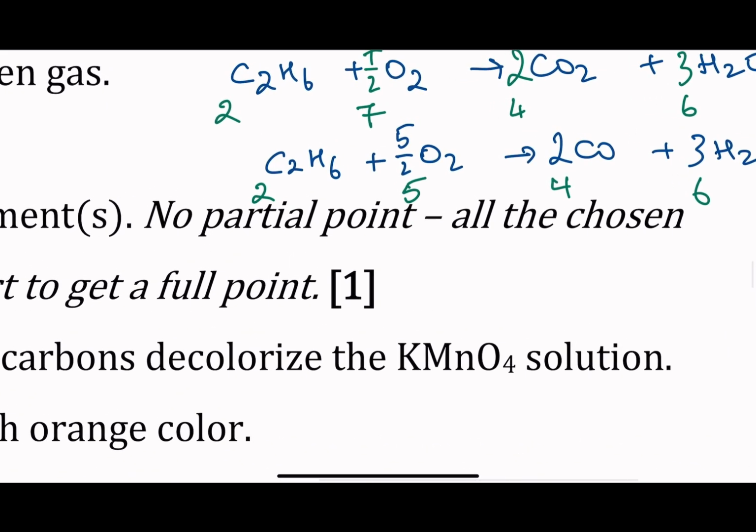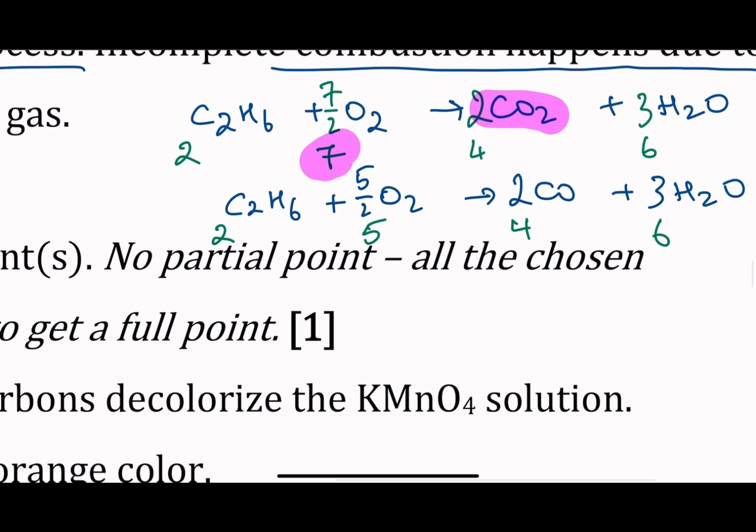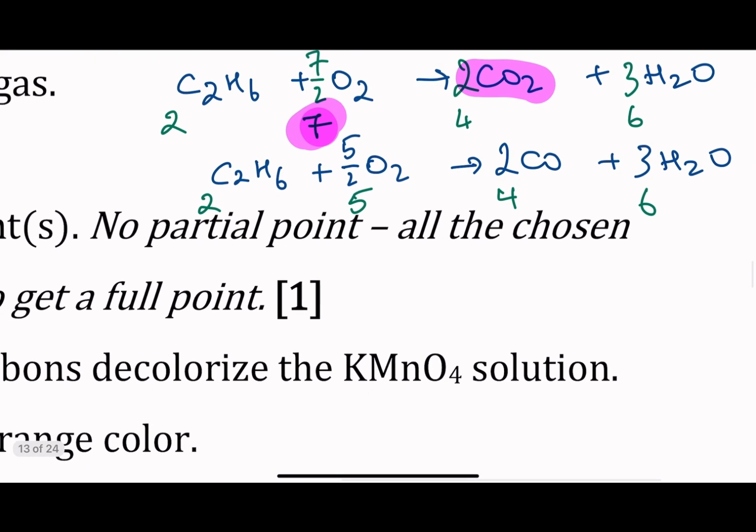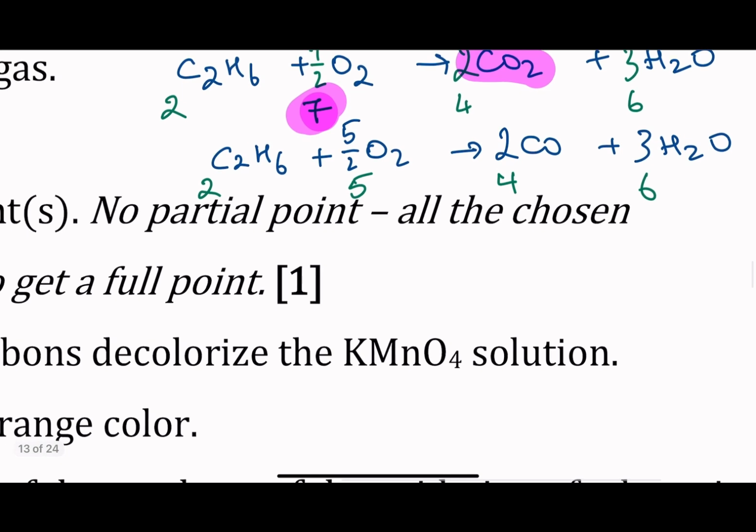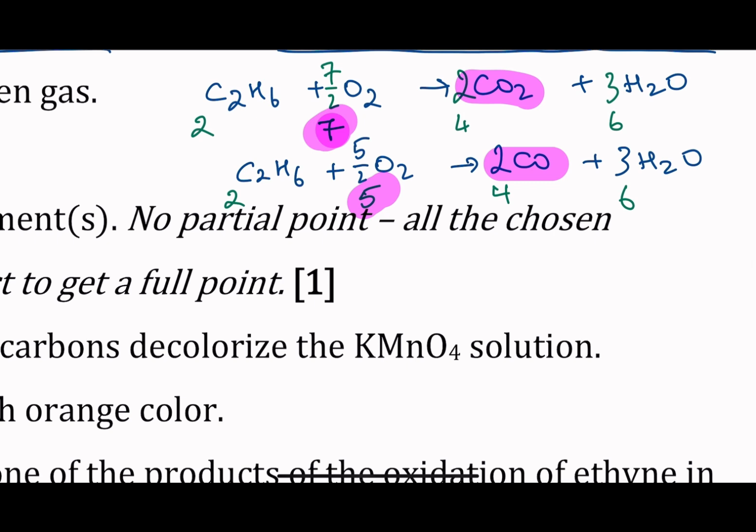Now in this case, if you compare the number of oxygens, you would see that for complete, you have 7 moles of oxygen, and for incomplete, you have 5 moles. So you could see that from here, this is a high amount, and this is a low amount of oxygen.